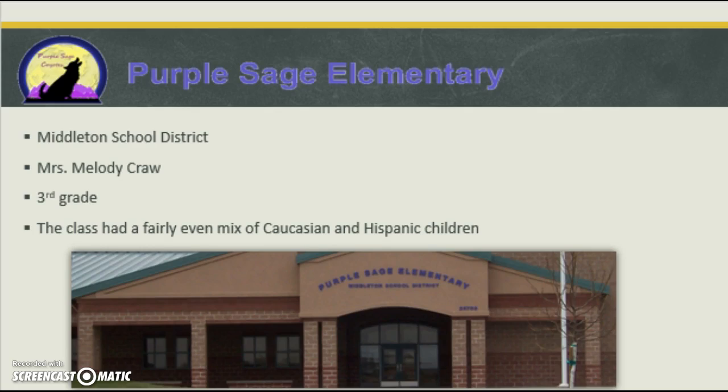Purple Sage is located on the edge of Middleton and Caldwell. It is part of the Middleton School District. I observed in a 3rd grade class. The teacher's name is Melody Craw. She graduated from Northwest Nazarene University and has been teaching locally for over 11 years. The demographics of this class included a fairly even mix of Caucasian and Hispanic children.